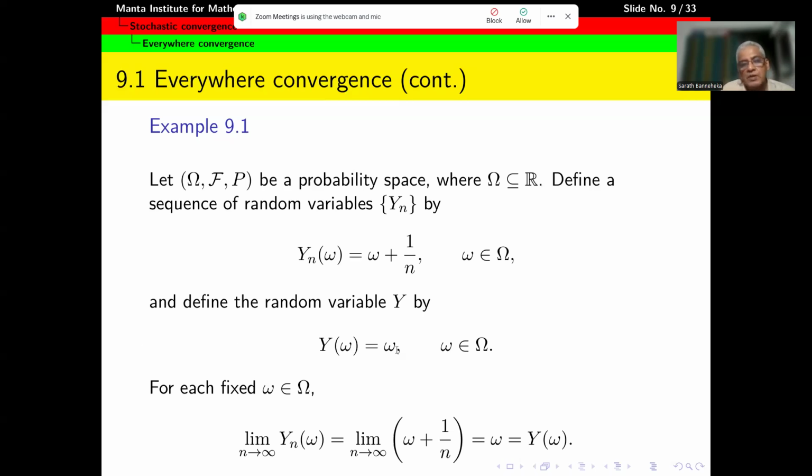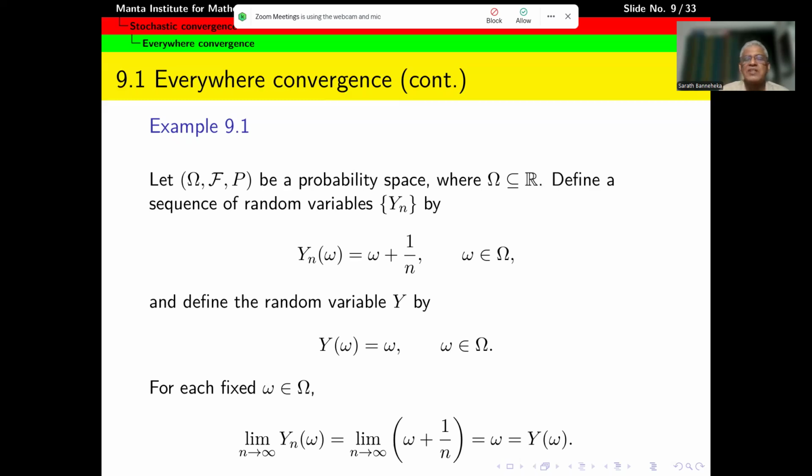And let us define another random variable Y on the same sample space as Y(omega) equal to omega. Now we can easily see that for a fixed omega, Y_n(omega) as n goes to infinity is equal to omega, because this 1 over n goes to 0 as n goes to infinity. So as n goes to infinity, Y_n(omega) becomes omega, which is equal to Y(omega). Therefore, for any omega in the sample space, this condition is satisfied, for each omega in the sample space.